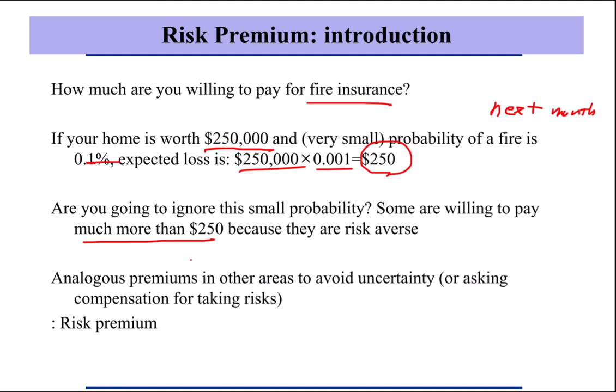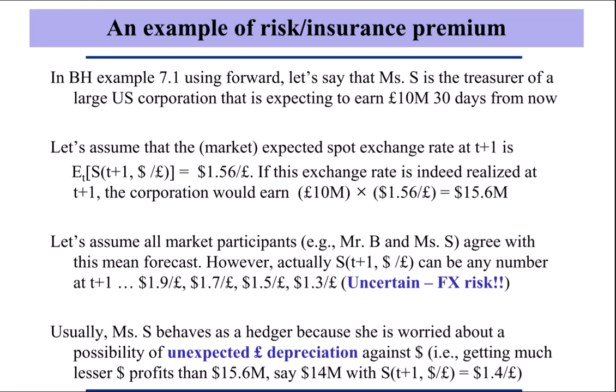So what determines how much they're going to pay? It will be determined by how averse they are to risky situations. We can talk about the premium you wish to pay to avoid risk or uncertainty in the future. That can be interpreted as an insurance premium or risk premium. Let's use an example to talk about the risk premium more precisely.